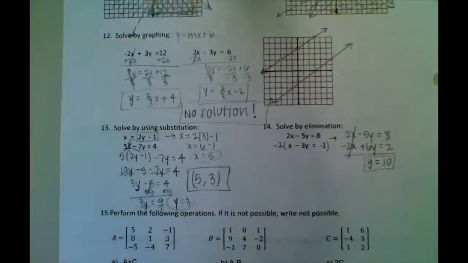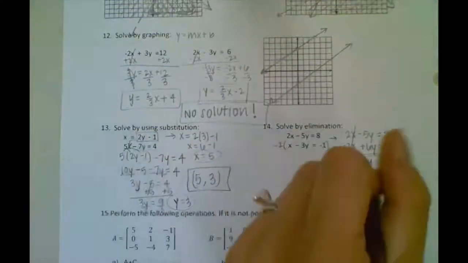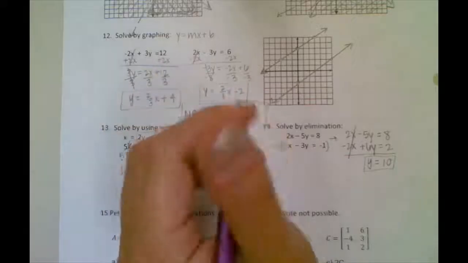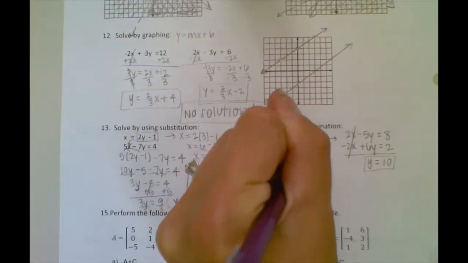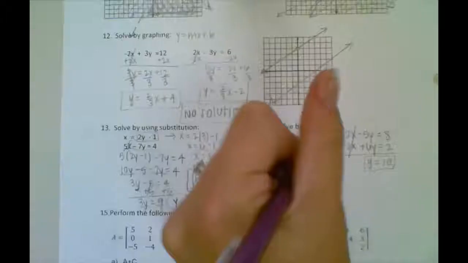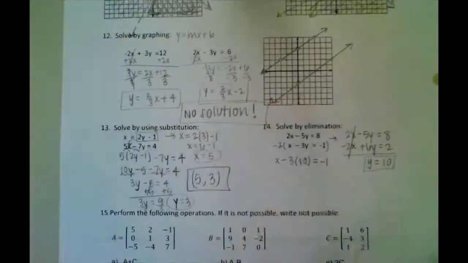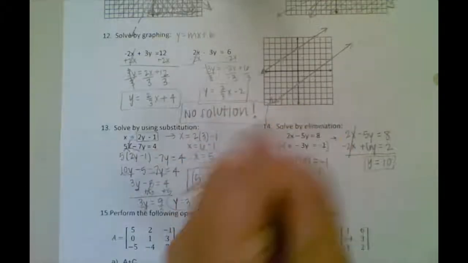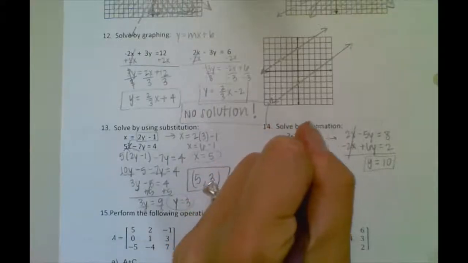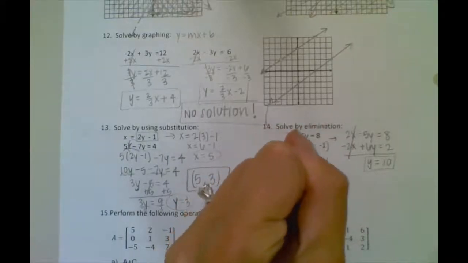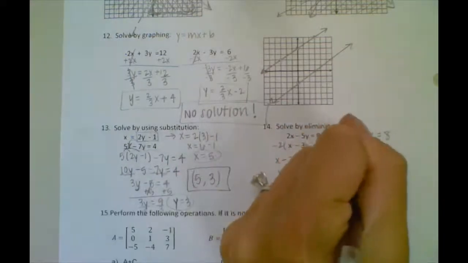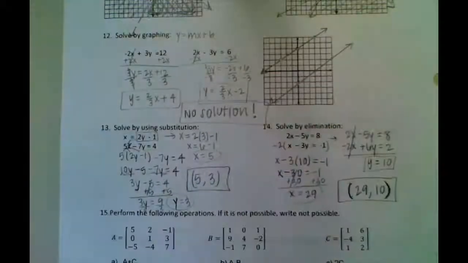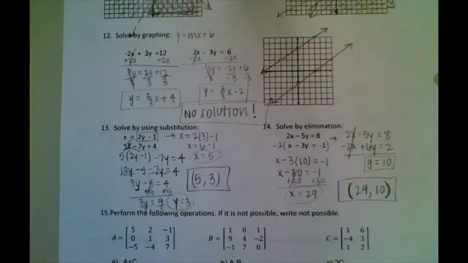That's it. All right, now I got to go solve for x. So I'm going to take this, and I can plug it into either equation for y to solve for x. I'm going to do the second one. Why not? So x minus 3 times, instead of a y, I'm going to write 10 equals negative 1. So x minus 30, right? Negative 3 times 10 equals negative 1. And I'm going to add 30 to both sides. So x equals 29. So my answer is 29, 10. X was 29, y was 10.